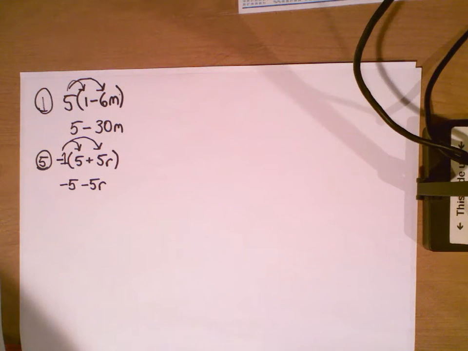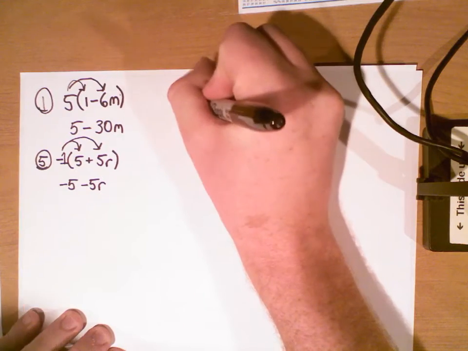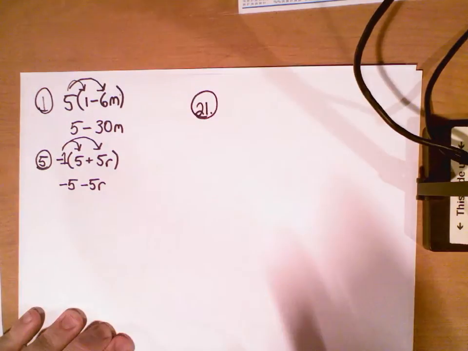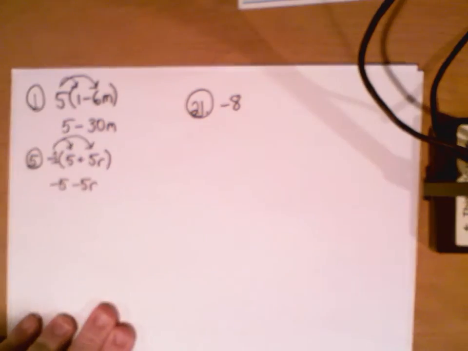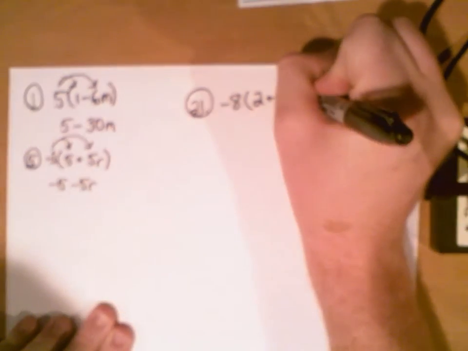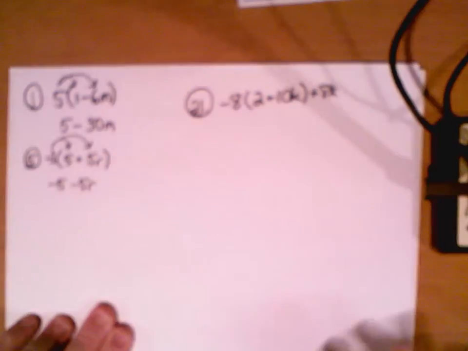Now, I do want to show you a little bit of a bigger problem. For example, I'm still on distributive property practice 1. I'm going to look at problem number 21. I'm going to write it right here. 21, our equation is this: minus 8 (2 plus 10k) plus 8k. Take a breath and have a look at this once my camera decides to work.